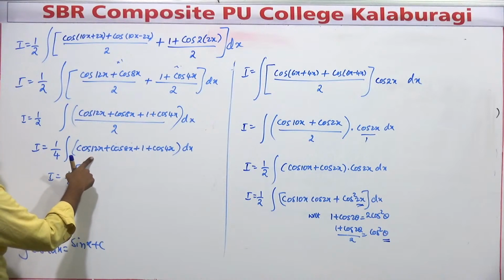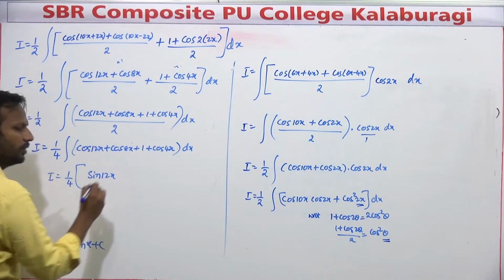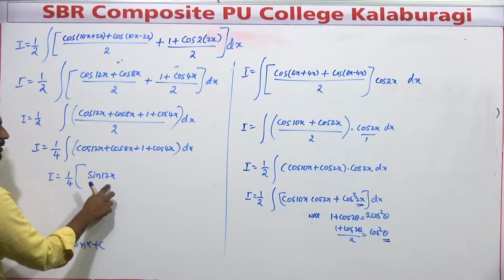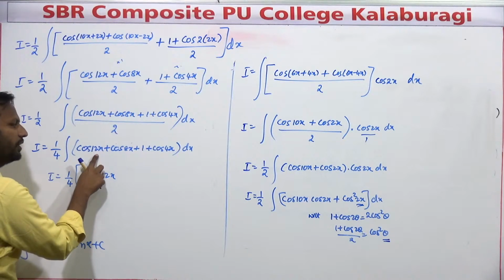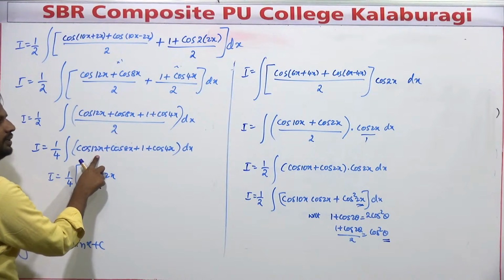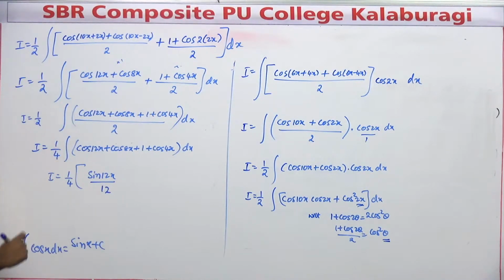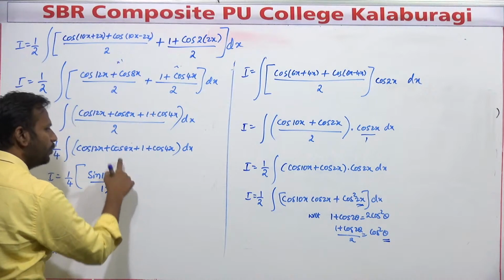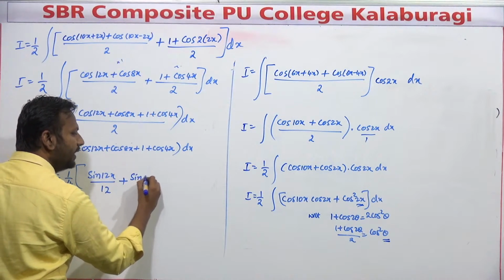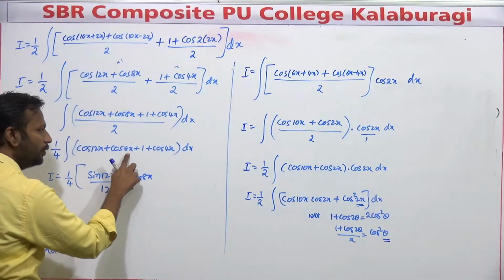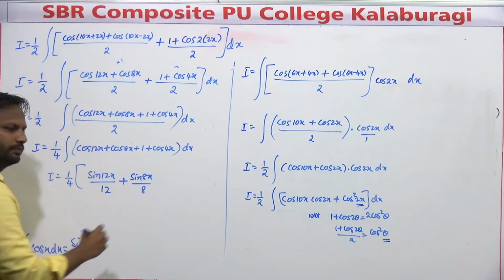So integration of cos x is sin x. Instead of x, what we have? 12x. Got it? But inside the cos, we have the linear expression. Differentiation of 12x is 12, that you should write in the denominator. Plus similarly, what is the integration of cos 8x? It is sin 8x. So differentiation of 8x, the inner function, is 8, that you have to divide by.